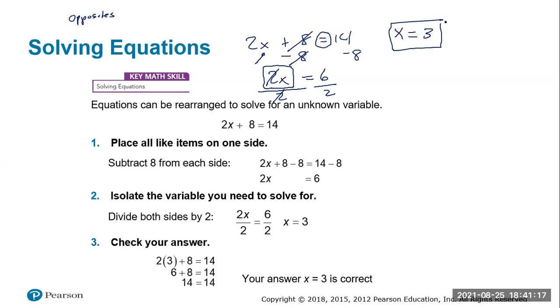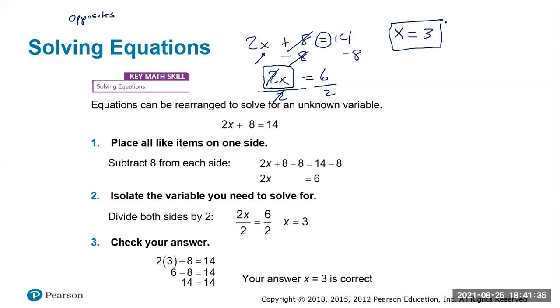So whenever you want to move something across an equal sign to the opposite side, you basically do the opposite of what's happening to achieve that. Any questions on that there?